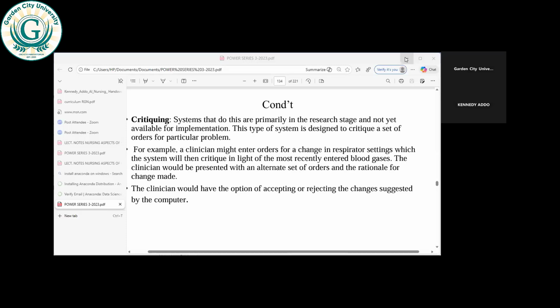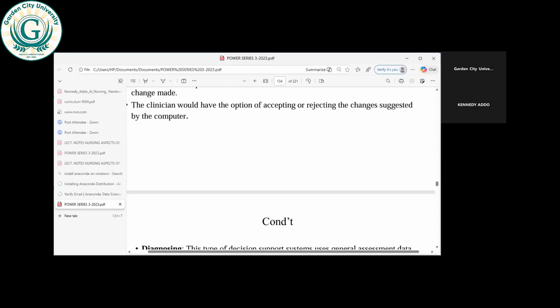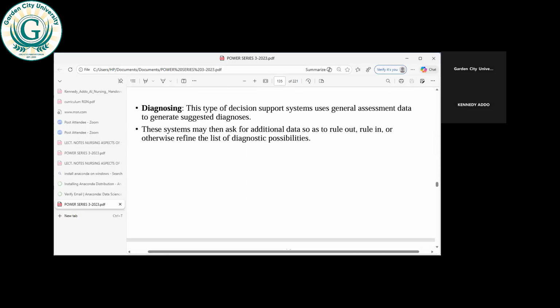Okay, I think time is almost up. So I will look at one more and then we call it done for today. So we now understand the critiquing system, you can read around it, if-then rules. Okay, now diagnosing.